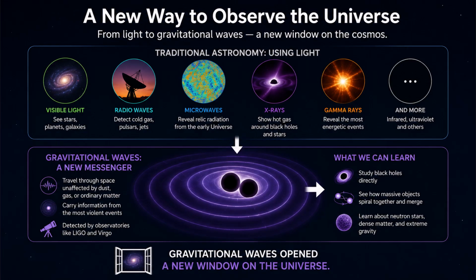For most of history, astronomy depended mainly on light. Scientists studied visible light, radio waves, X-rays, gamma rays, and other forms of electromagnetic radiation. Gravitational waves added something new. They gave astronomers a new messenger from the universe. Instead of only seeing cosmic events, we can also detect the ripples they send through spacetime.